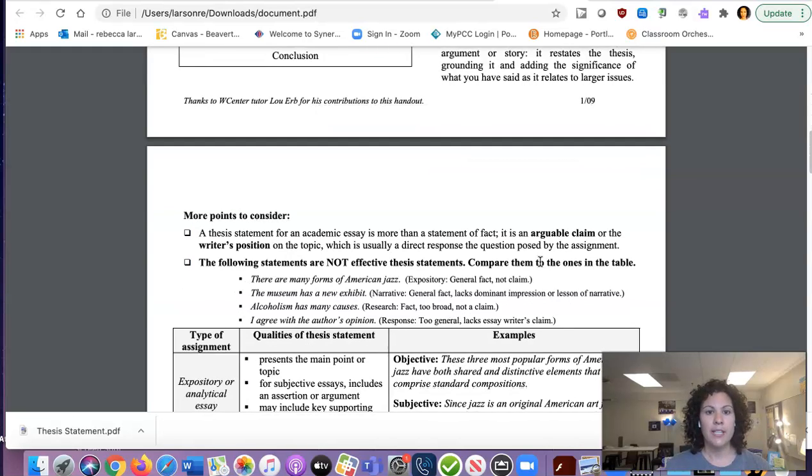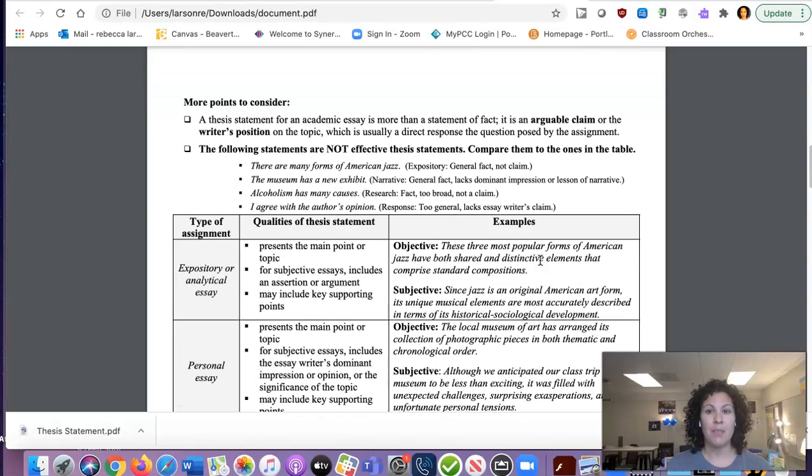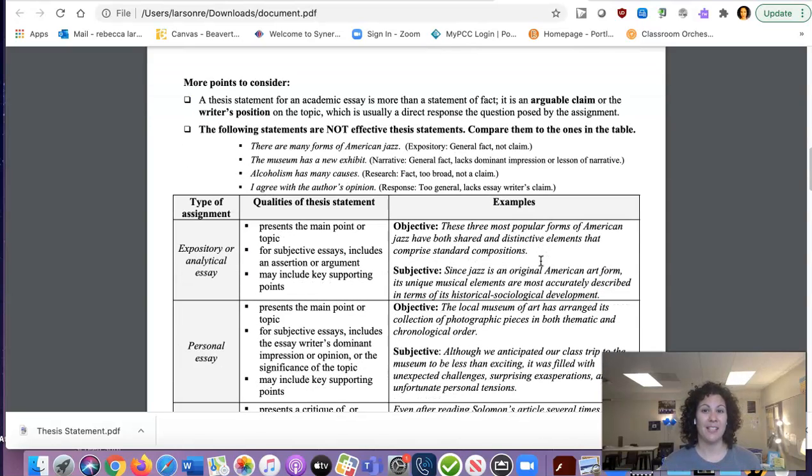There are some other points to consider. A thesis statement for an academic essay is more than just a statement. You can't say something like, smoking is bad. Well, we know that. So it has to be a little bit more than that. Maybe you want to talk about the way that smoking is marketed towards teenagers or kids. Maybe you want to look at different aspects of vaping versus smoking. These are the ideas that you want to explore.